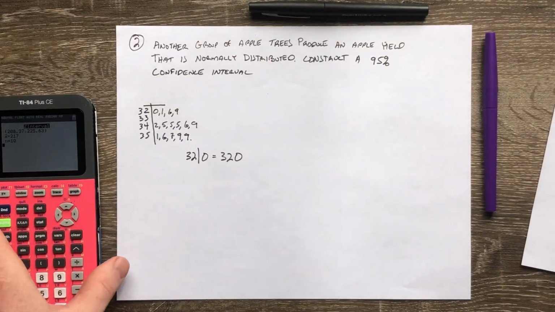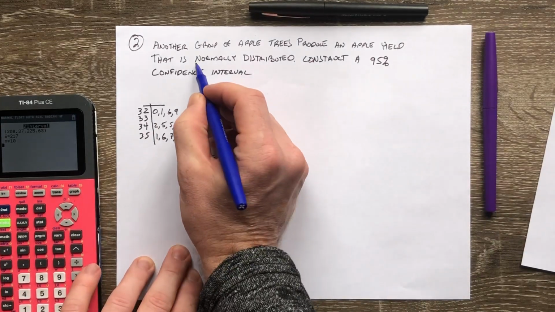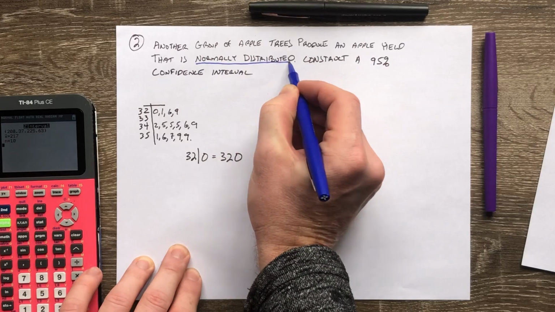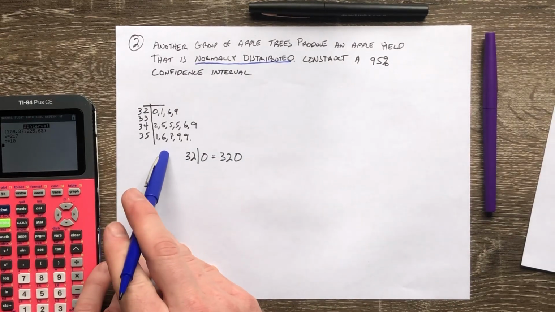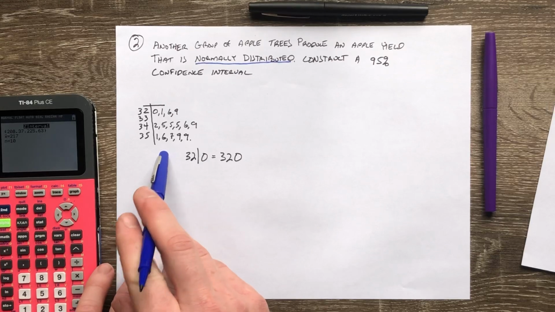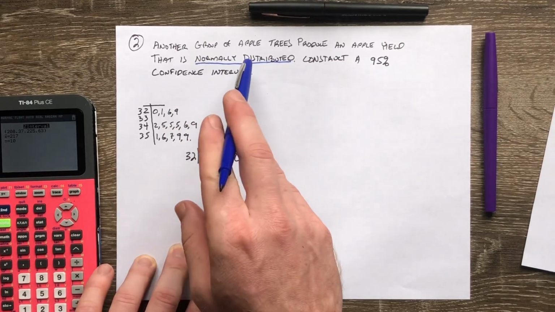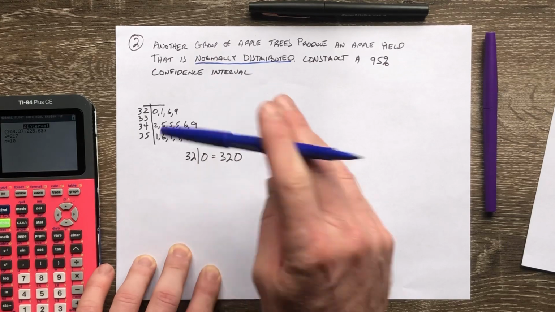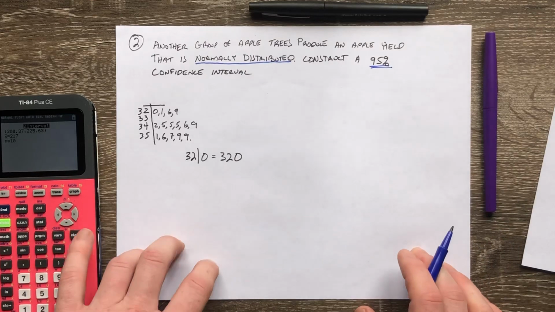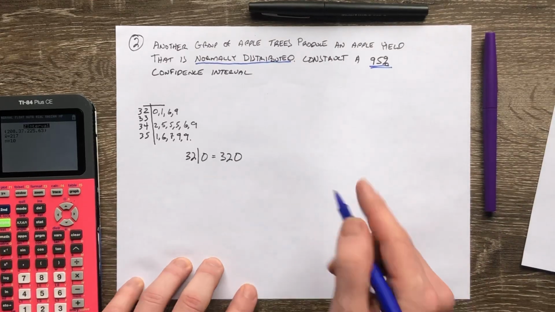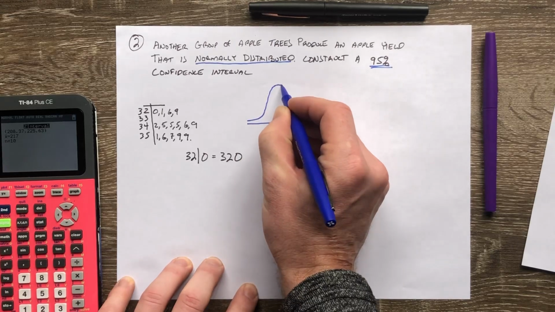So our second example, notice it's the same thing. Things that are important: it's normally distributed. Again, I would need a lot more data. I would need at least 30 pieces of data in order for the distribution not to matter. So I need the original distribution to be normally distributed, and we're going to construct a 95% confidence interval. Okay, so 95%, this confidence interval is going to be a little bit wider.